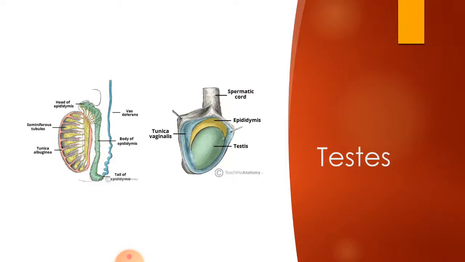Next, we will talk about the testes. Testes are the male reproductive glands, and these are equivalent to the ovaries in the female. If we talk about the size of the testes, then the testes are about 4.5 centimeters long, 2.5 centimeters wide, and approximately 3 centimeters thick. And these are suspended in the scrotum by the spermatic cords, and they are surrounded by the 3 layers of tissue that we will discuss now.